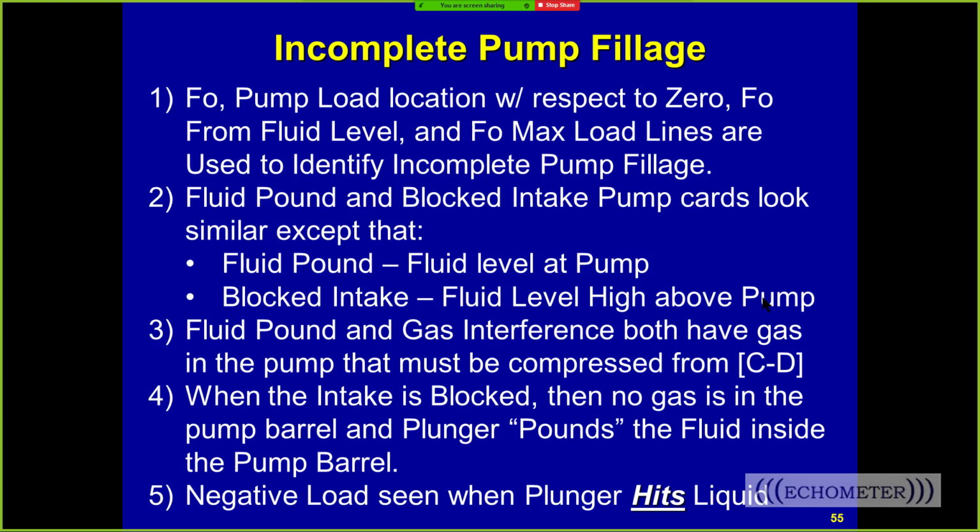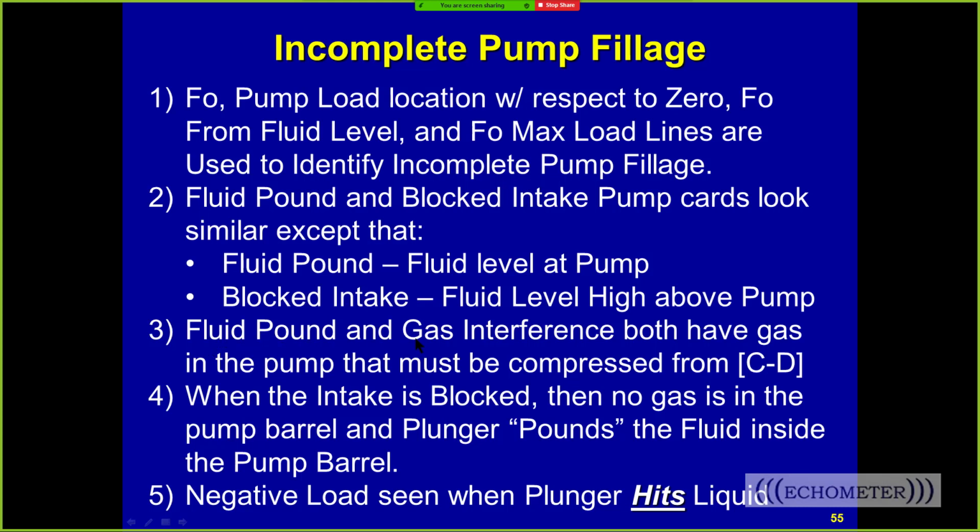So the pump card 0 load line, FO from the fluid level and FO max line can be used to identify the incomplete pump fillage, and that's what we've talked about in this presentation so far. And there's a technical paper that you can read that talks about it. The fluid pound card and the blocked intake card look very similar, except that in a fluid pound, the fluid level is at the pump. In a blocked intake, there's a fluid level above the pump, and the pump should be full, but it's not. So the intake is blocked off or choked.